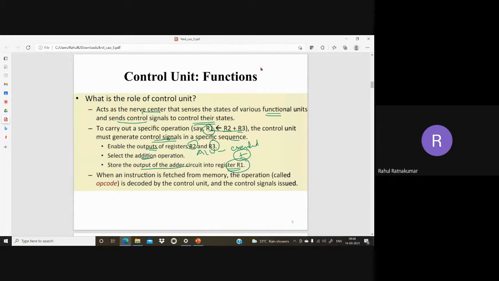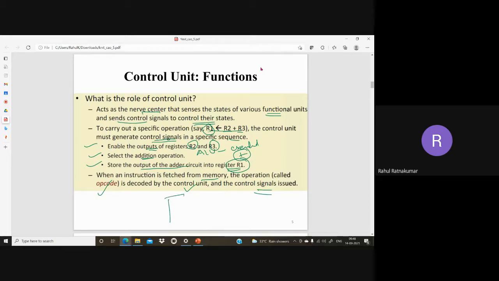So you can see each of these units is a data path unit. All this controlling part of the data path, like enabling, turning on, turning off, selecting the operation, is done by the control unit. When an instruction is fetched from memory, the operation is called the opcode, right? Whatever operation you need to perform is called the opcode, and that is decoded by the control unit. After decoding, the control signals are executed, right?